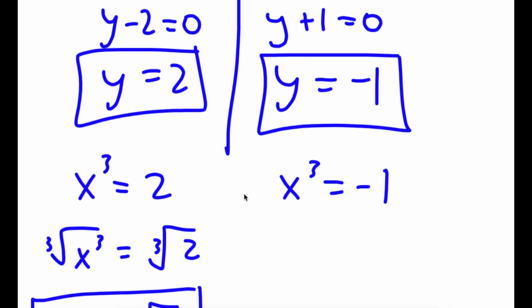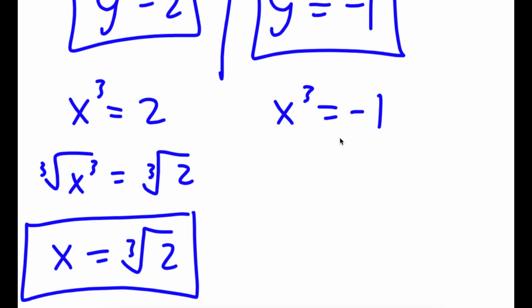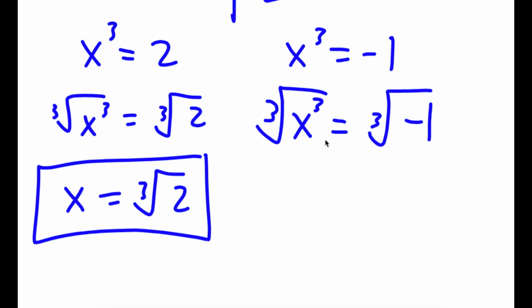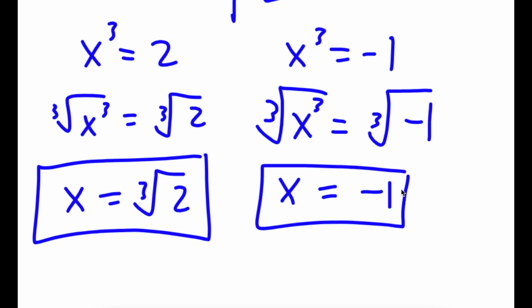Now I have x to the power of 3 is equal to negative 1. And to solve this, again, I'm going to be taking the cube root on both sides. So now I have the cube root of x to the power of 3 is equal to the cube root of negative 1. Now again, the cube root of x to the power of 3, that's simply equal to x. And the cube root of negative 1, well, the cube root of a negative number is still going to be a negative number, so the cube root of negative 1 is negative 1.